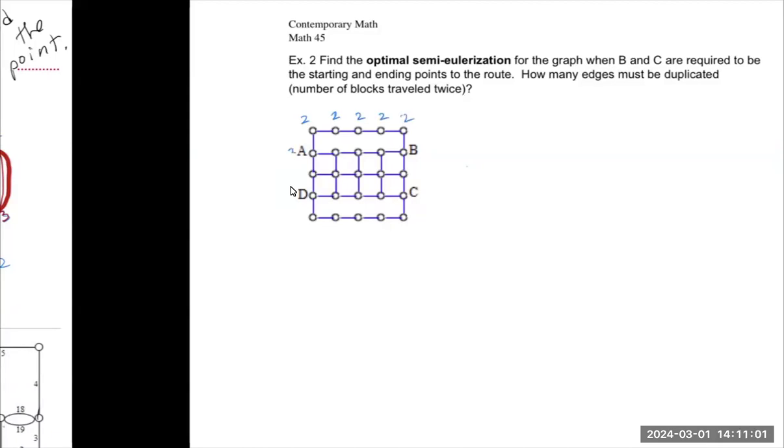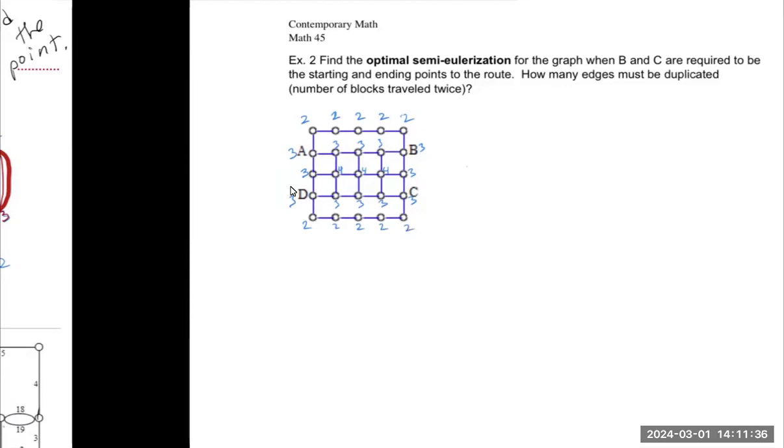Then 3, 3, 3, 3, 3. Then 3, 4, 4, 4, 3. Then 3, 3, 3, 3, 3. And then 2, 2, 2, 2, 2.